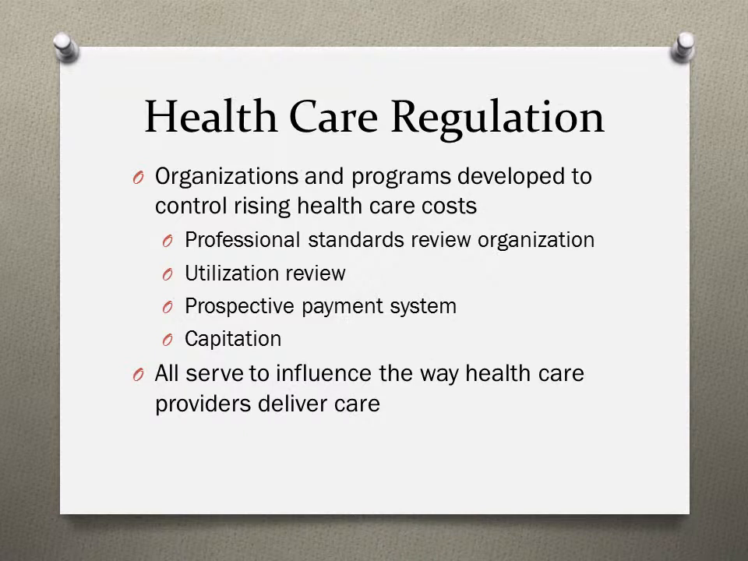Professional Standards Review Organization, or PSRO, reviews quality, quantity, and cost. Utilization Review, or UR, identifies and eliminates diagnostic and treatment overuse. Prospective Payment System, PPS, is grouped inpatient hospital services in diagnostic-related groups, or DRGs. There's fixed reimbursement for a specific illness or specific issue. Capitation is a fixed amount received per patient of health care plans.